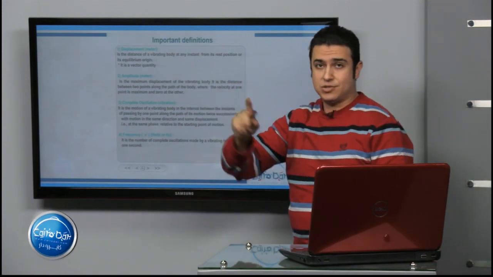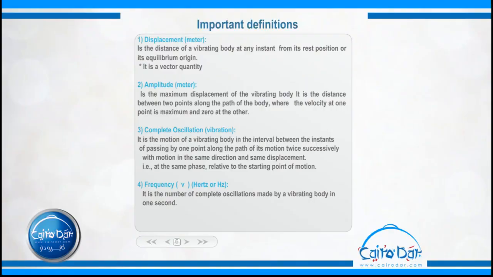Displacement is the distance of a vibrating body at any instant away from its rest position, its original position or its equilibrium origin. This displacement is a vector quantity. That's for displacement. What about amplitude? Amplitude is the maximum displacement. As you see here, this is a displacement, but if the body stops at this point, then from this position to this position, it is called amplitude.